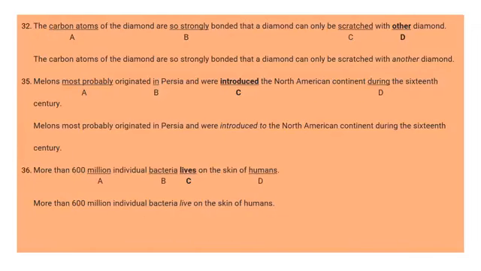Okay, now let's go to the number 32. The carbon atoms of the diamond are so strongly bonded that a diamond can only be scratched with other diamond. The best answer in here is D, other. Why? Because the problem in this sentence is in the noun.